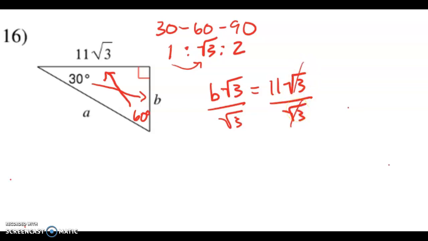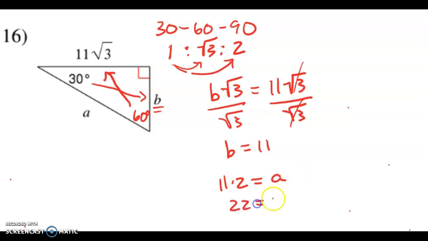I've got a root 3 in the top and the bottom, so they both cancel. B is equal to 11. So the side that's opposite my 30 is 11. The next relationship we're going to use is if I take that side, B, that's opposite the 30-degree angle, and I multiply it by 2, that gives me the hypotenuse, which in this case is A. So nice and easy, 22 is my hypotenuse, and I'm done.